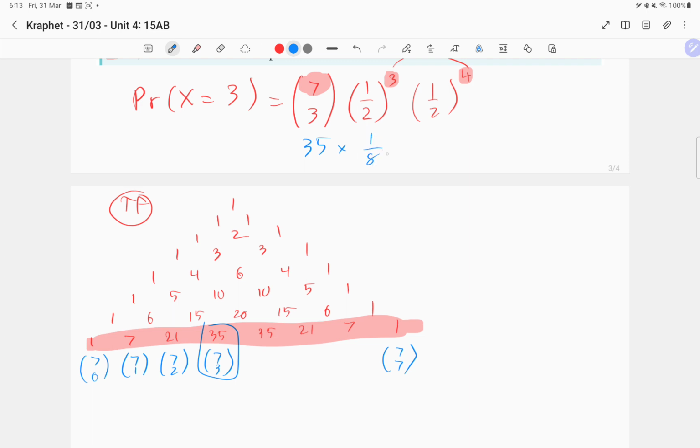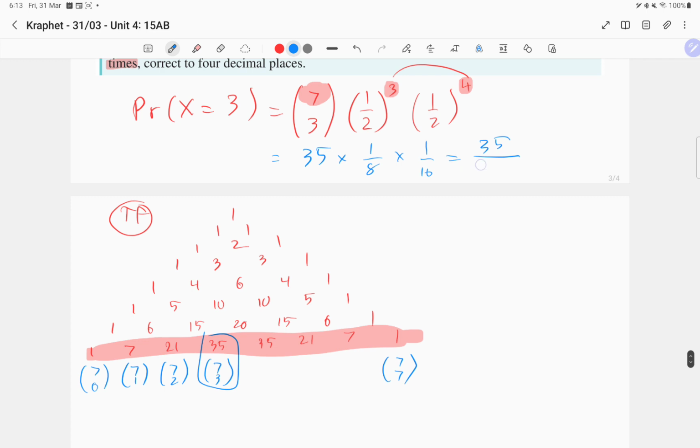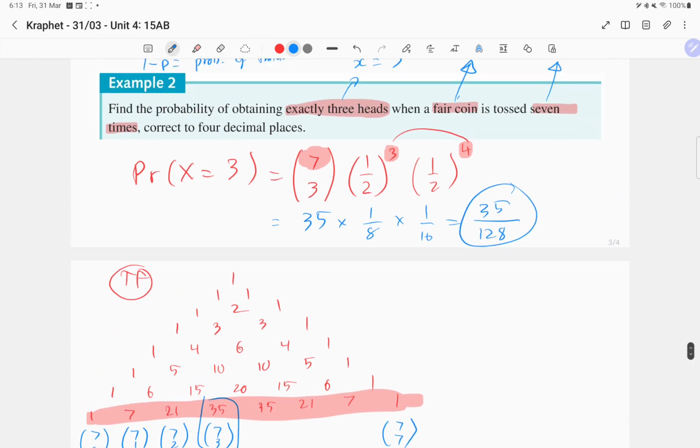So that would just be 1 over 8 times 1 over 2, then 2 power 4. So that's 1 over 16. So that would be 35 over 2 power 7, that should be 128. So this is the probability, and then they want to correct it.